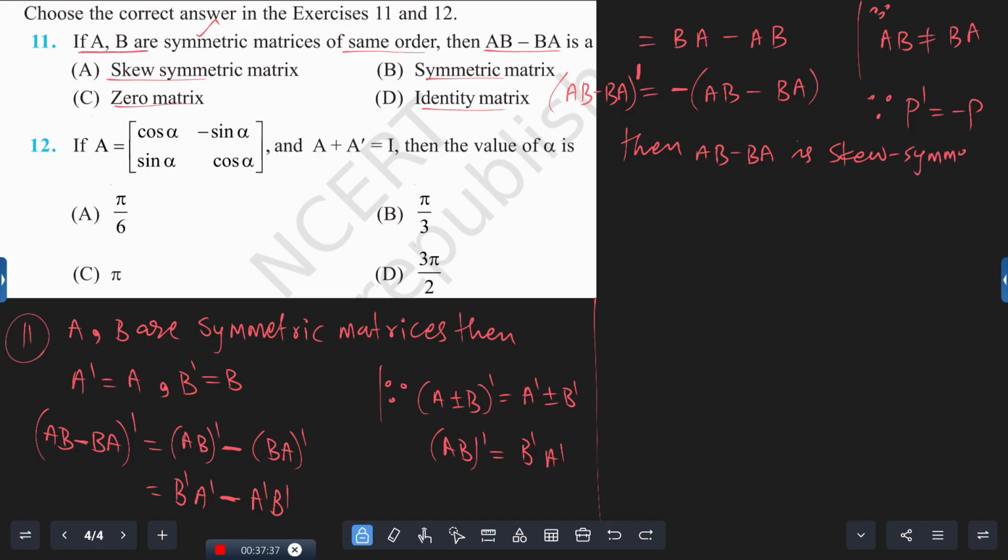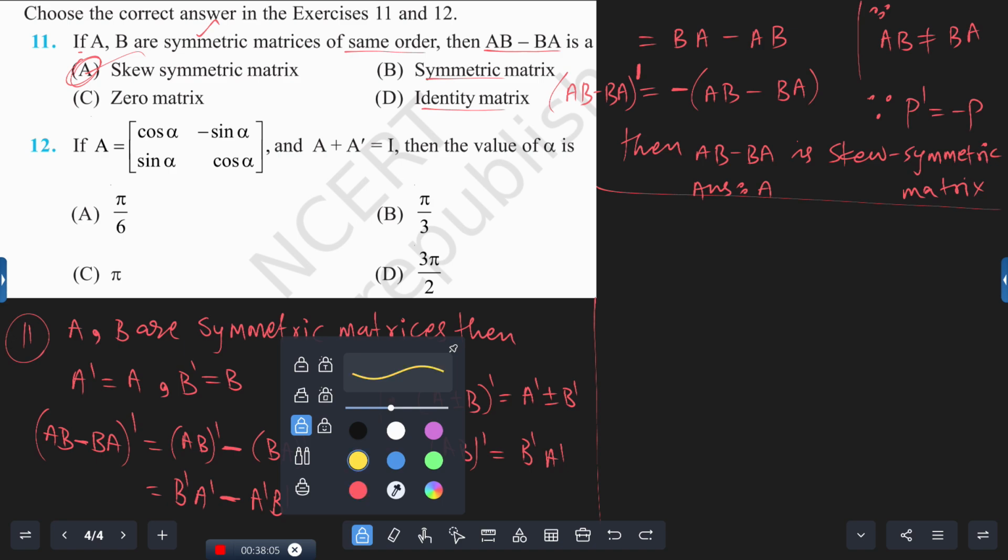So there will be a very big work here. Don't think it will be an MCQ. See, it has given a big work. It may come as a 2 mark question also, but you must be very clear on that. We got that option A is our required answer. Skew symmetric matrix is our required answer. Have you noticed it, children? Be careful.